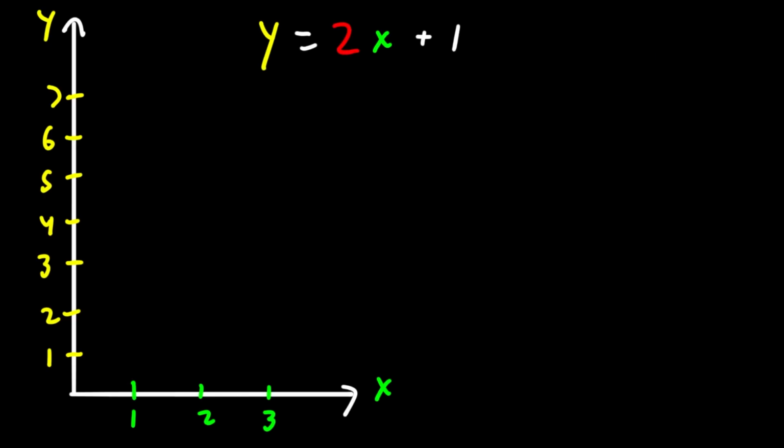Now, why is slope so important? The reason slope is so important is because we can actually use it to help us graph faster. So let's take a look at y equals 2x plus 1 again. By looking at the coefficient of x, which is the number to the left of x, we can tell that the slope is 2. Now we only need 1 point.